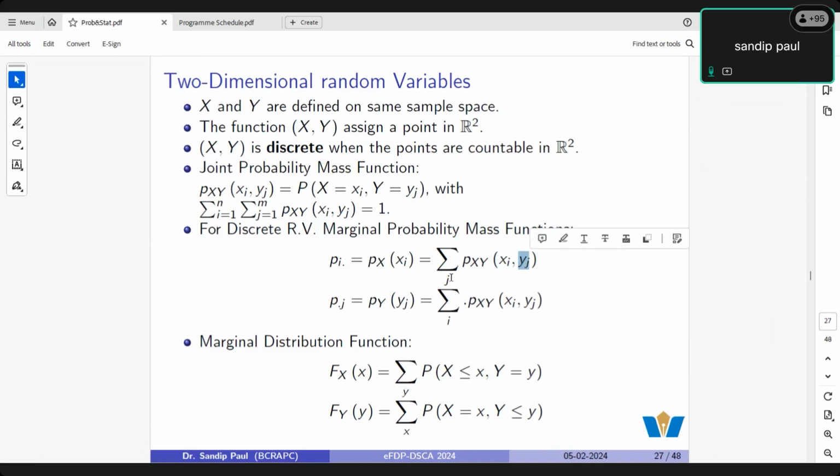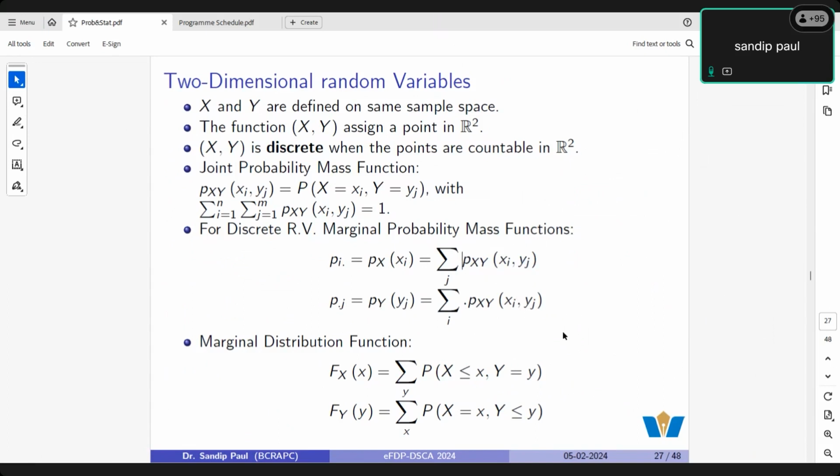y values. So if we sum the probabilities for all j values, we'll get the marginal probability mass function for the variable x only. Similarly for y, if we put in all possible values of x, then we'll get the marginal probability mass function for the y variable.